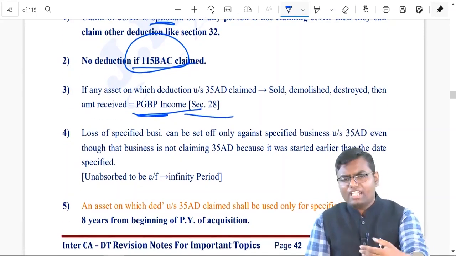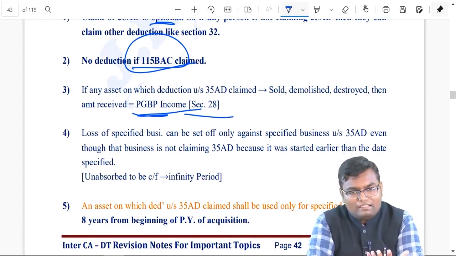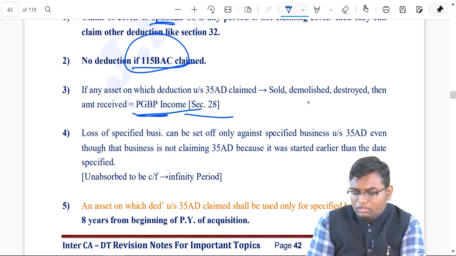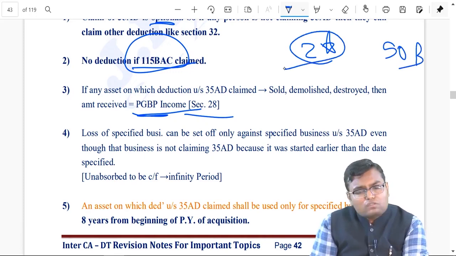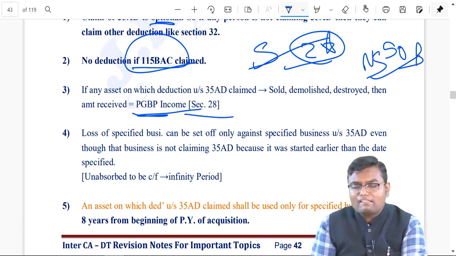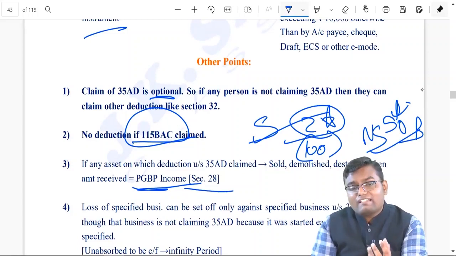One more point which again we'll learn in set off carry forward chapter, but still, if you have a specified business and you are having a non-specified business, for example, I'm having a hotel 2-star plus, I'm having another hospital of only 50 beds. Can I say this hotel 2-star plus is a specified business, but this is a non-specified business because less than 100 beds? Let's say in specified business, it is a loss. After claiming section 35AD, there is a loss of rupees 100. And here in non-specified business, there is an income of let's say rupees 150.